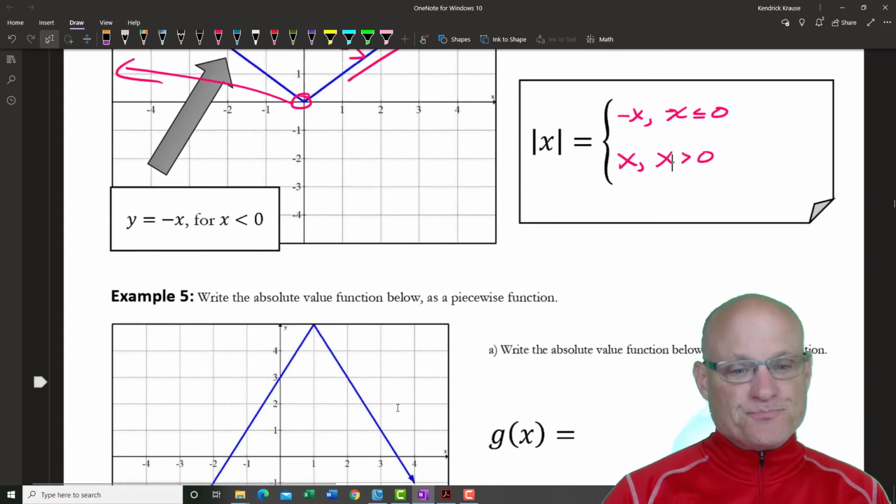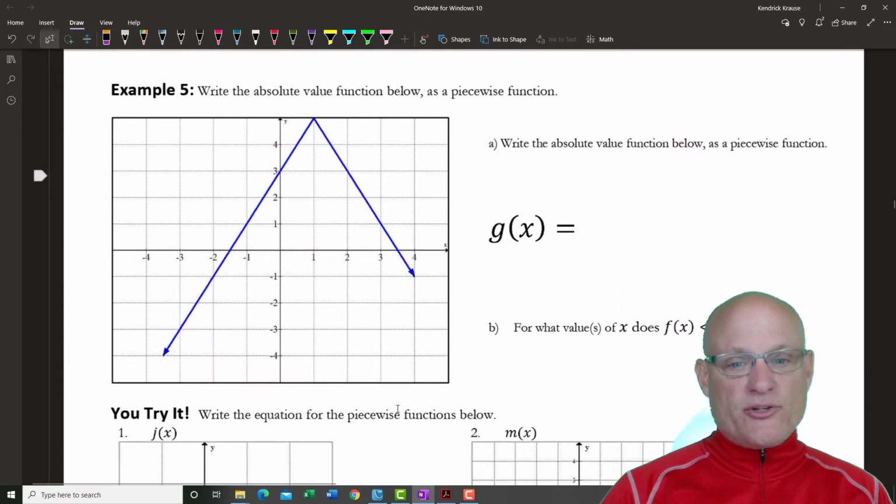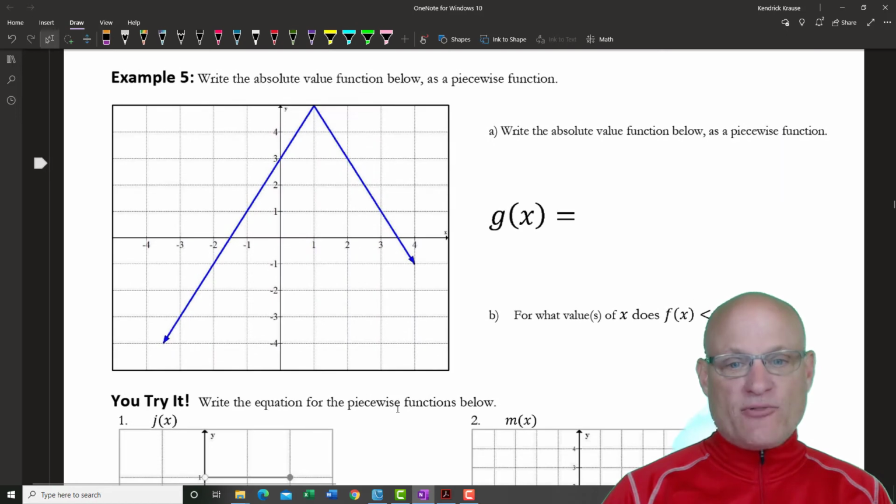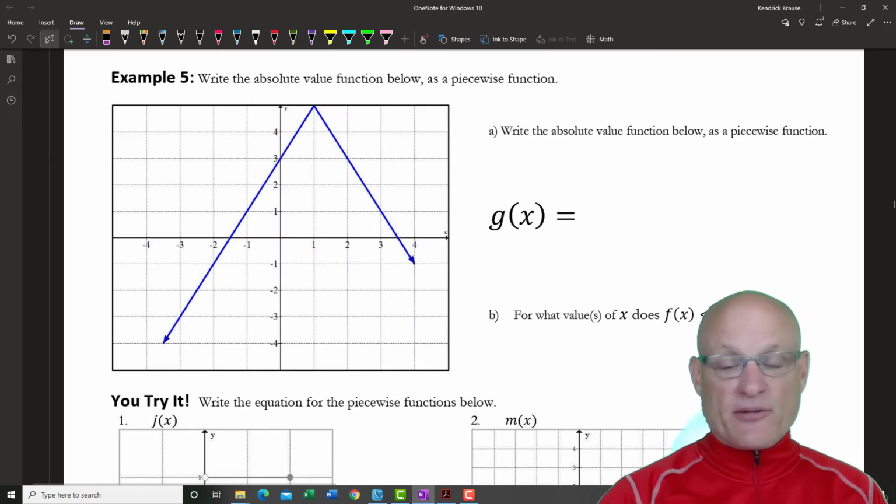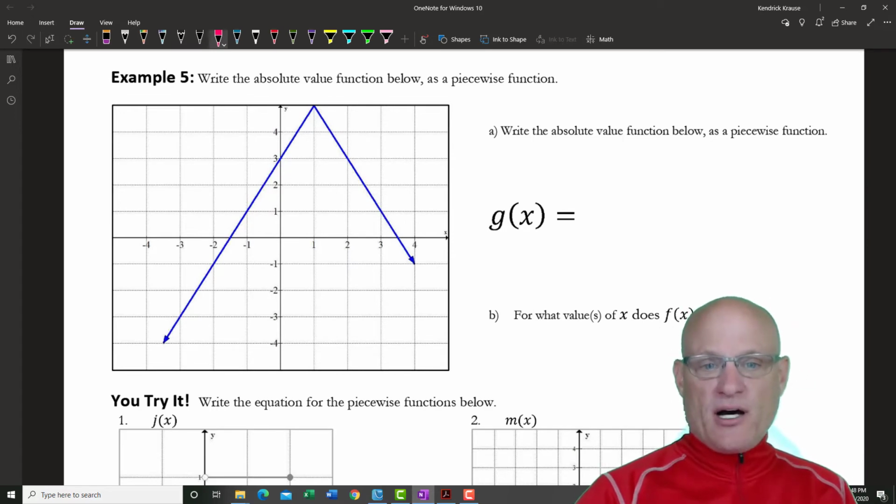All right. So what we're going to do is write this absolute value function as a piecewise function. But before we do that, write the absolute value function below as a piecewise function. But I want the equation of it.